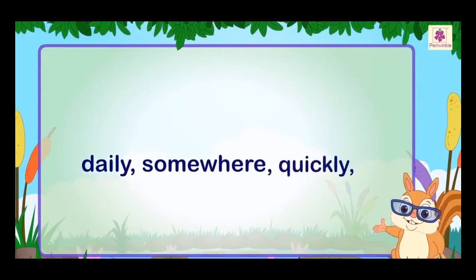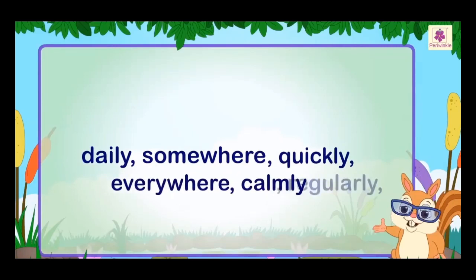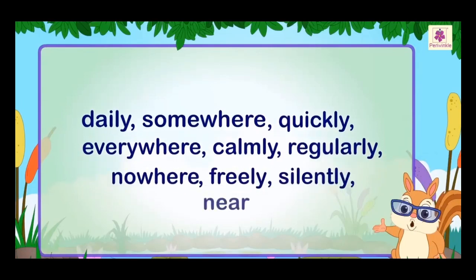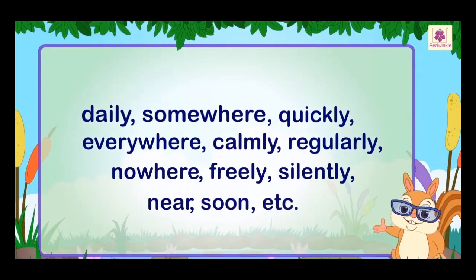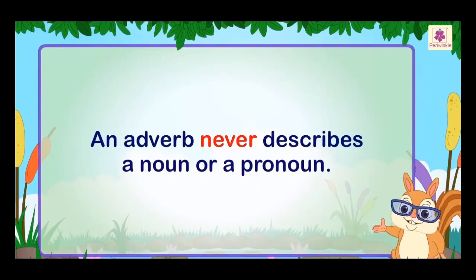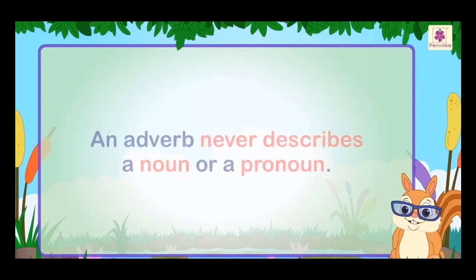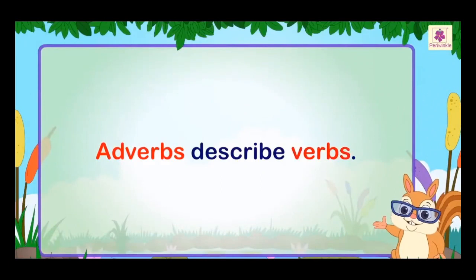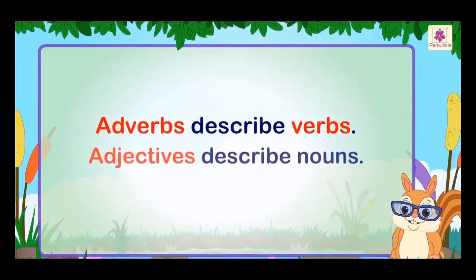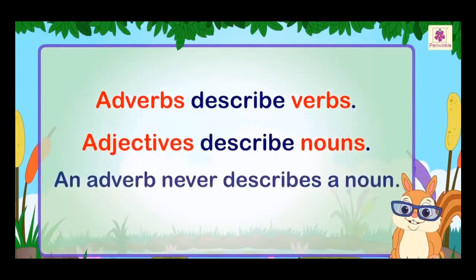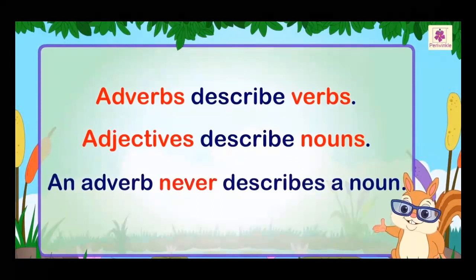Daily, somewhere, quickly, everywhere, calmly, regularly, nowhere, freely, silently, near, soon, etc. All of these words are called adverbs. An adverb never describes a noun or a pronoun. Never. So we're gonna tell him to remember the following. Adverbs describe verbs. Meanwhile, adjectives describe nouns. An adverb never describes a noun.